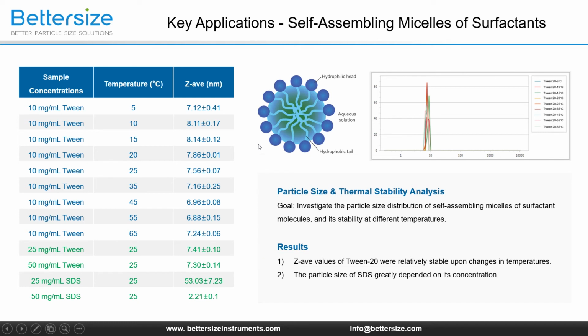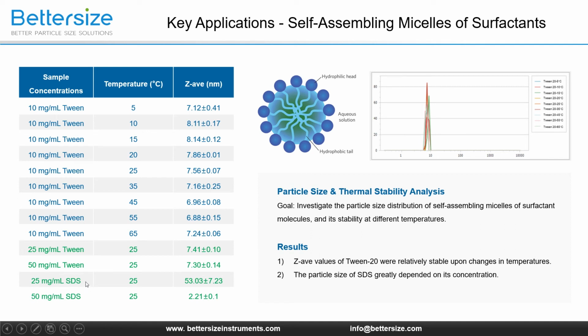Studies on self-assembled micelles can be carried out using the Binano 90Z. In this application, particle sizes of two micelles, Twin20 and SDS, were measured. As shown in the table, on one hand, the average values of Twin20 were relatively stable upon changes in temperatures as well as concentrations. On the other hand, for SDS surfactant micelles, the particle size highly depends on its concentration.